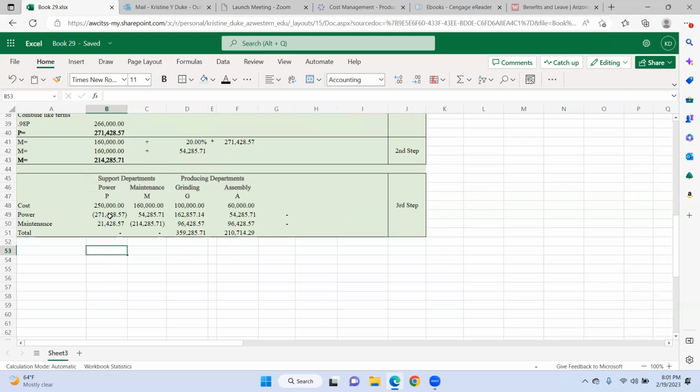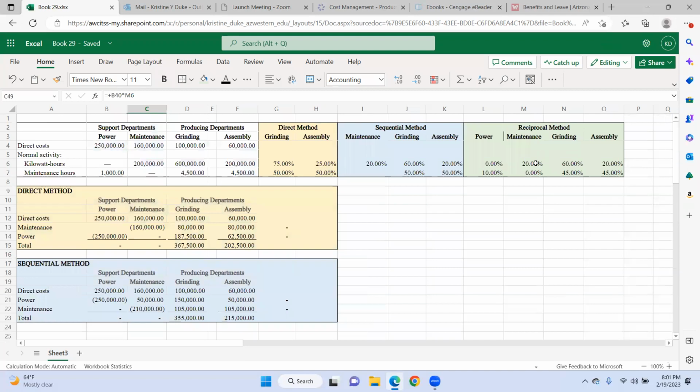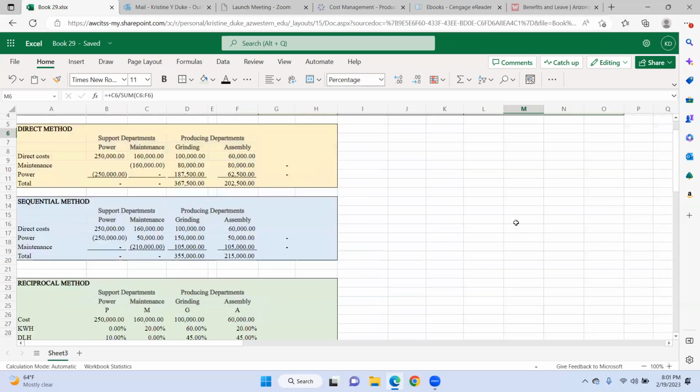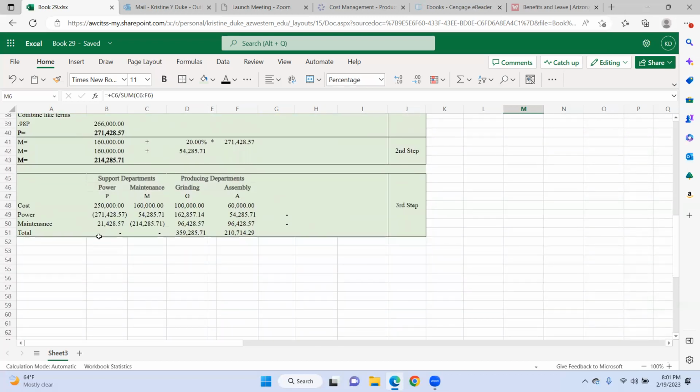271,428.57. So you can see I'm doing that right there. I put the negative in there. And I'm going to take, let's see, right here, that's B40 times M6. Where's my M6? M6 is way up here. It's going to be right there. Okay. I could have also done it right up here too. It would have worked.